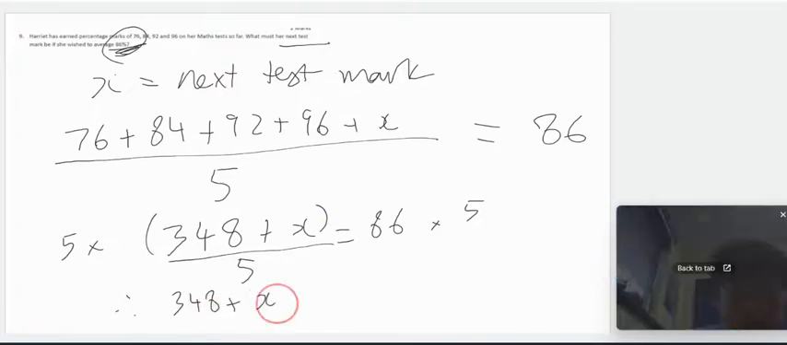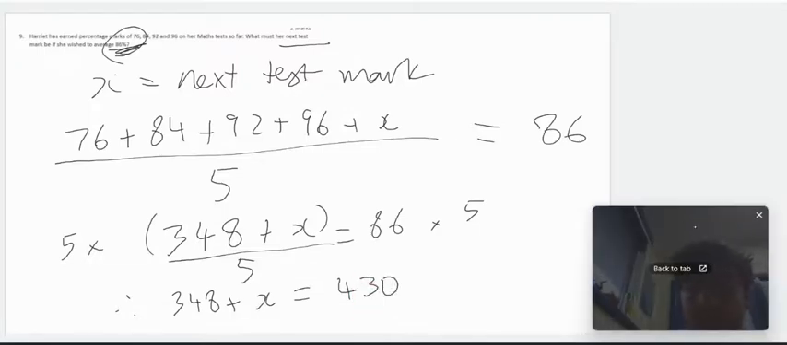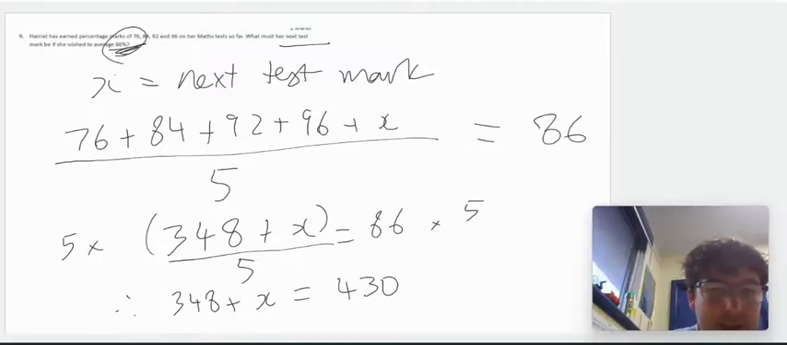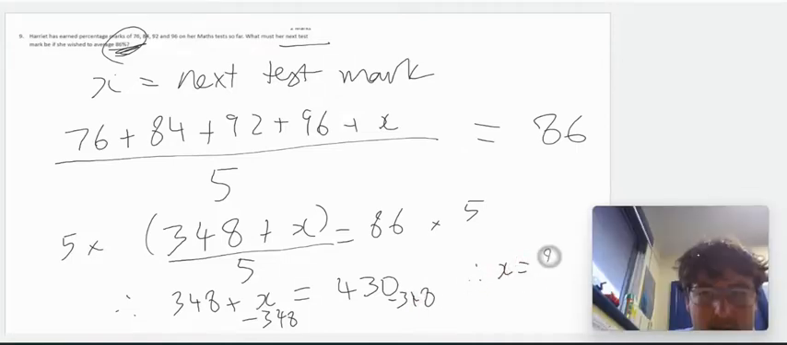Then we times both sides by 5. 348 plus x equals 430. No, I'm not just good at my 86 times tables. It's just that I had it prepared earlier so that the video would be a bit quicker. And then we take 348 from both sides. X is equal to 82.